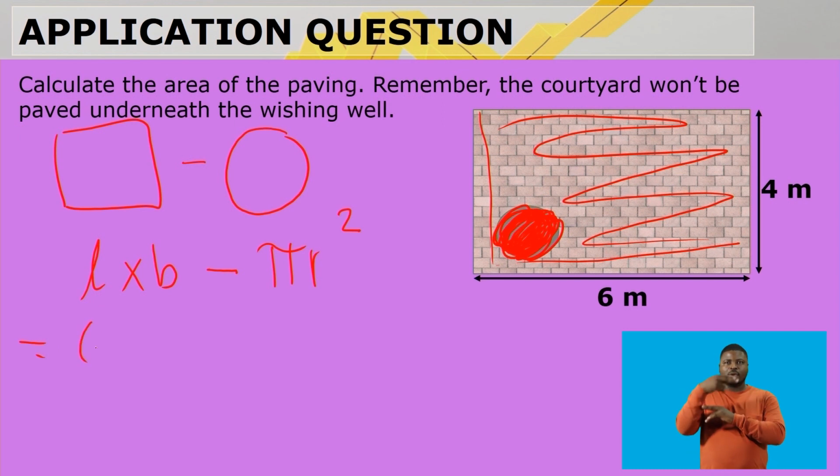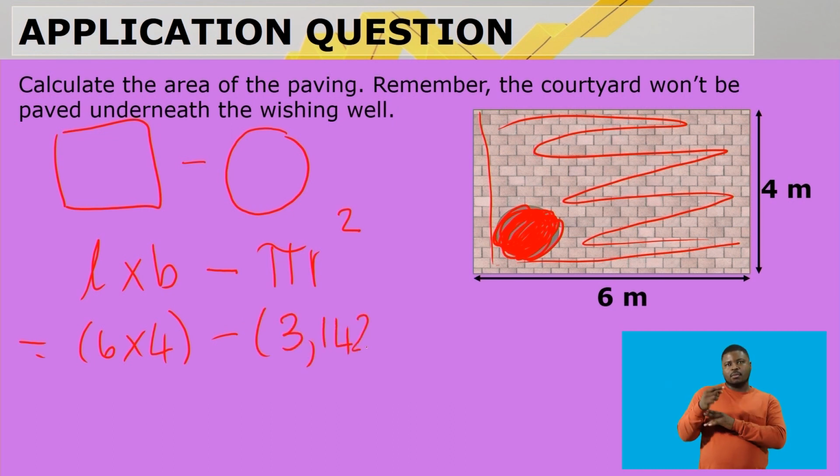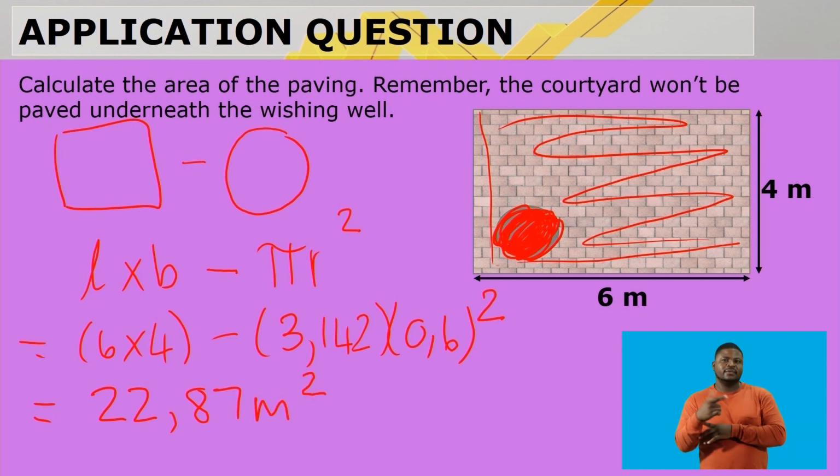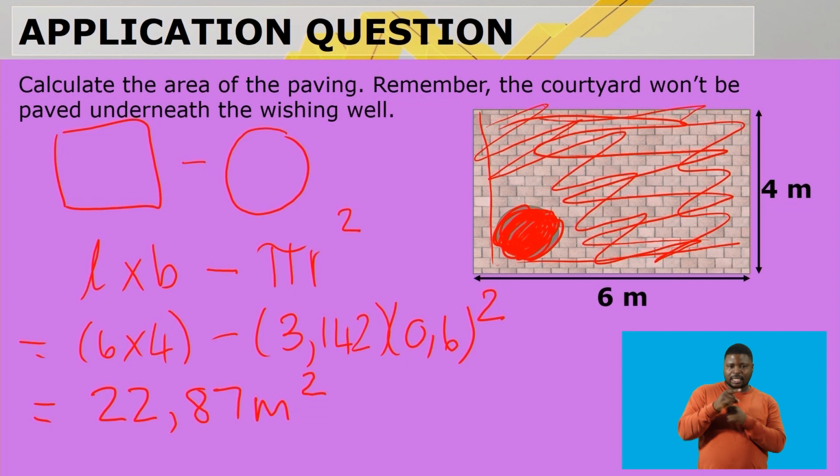So it's going to be 6 times 4 minus 3.142, and our radius is 0.6, and we're going to square that. So then the area of the paving is going to be 22.87 meters squared. Let's just quickly recap. What did we do? We calculated the area of the bricks, the paving, and the area of the well, and then we subtracted it.